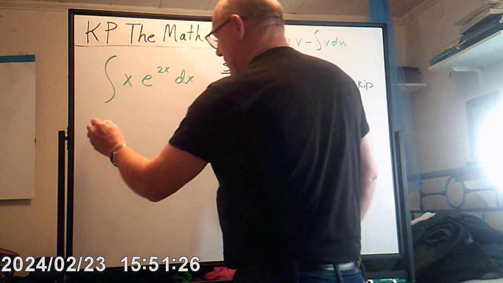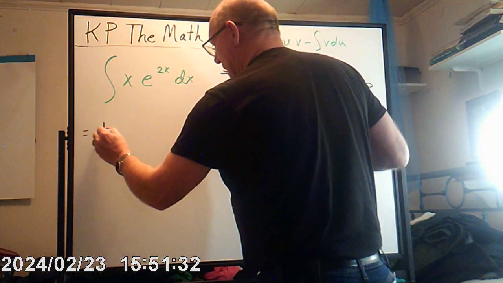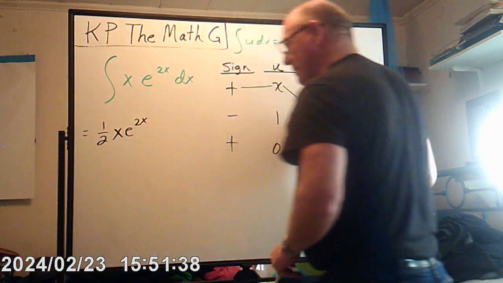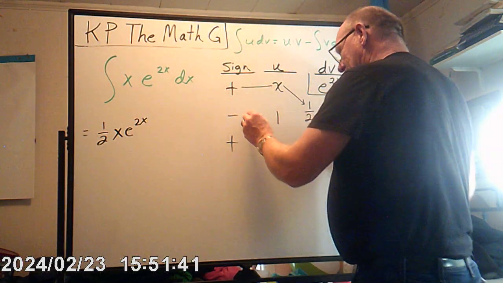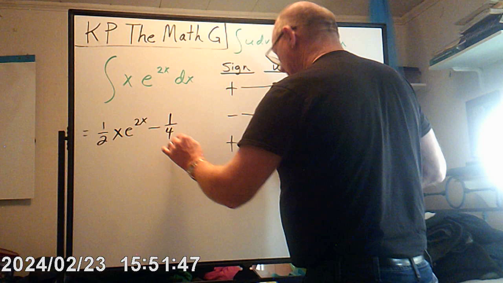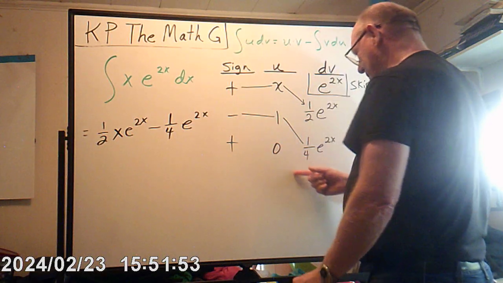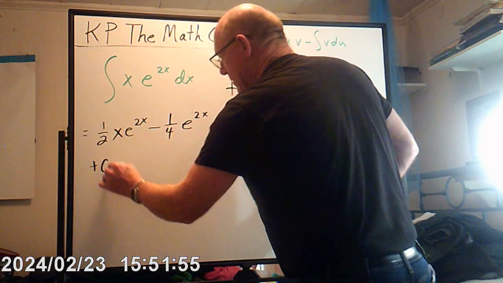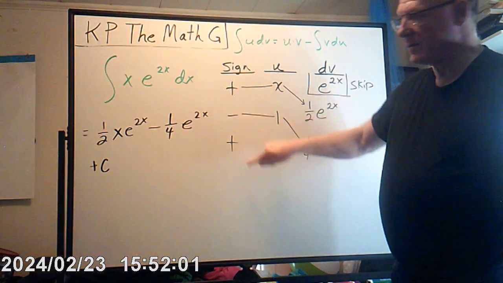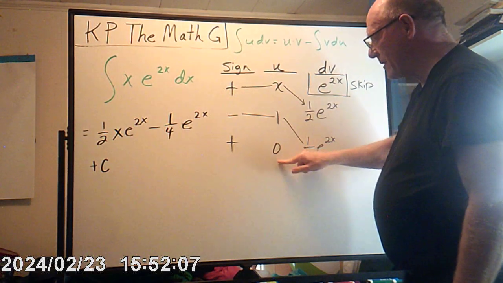So let's do that. The first one is 1/2 x e to the 2x. I think I can do the next one now. 1 times 1/4 is 1/4, so minus 1/4 e to the 2x, and that's it. Now plus c. Again, plus, minus, plus. x, derivative of x is 1, derivative of 1 is 0. Keep going till you get to 0.